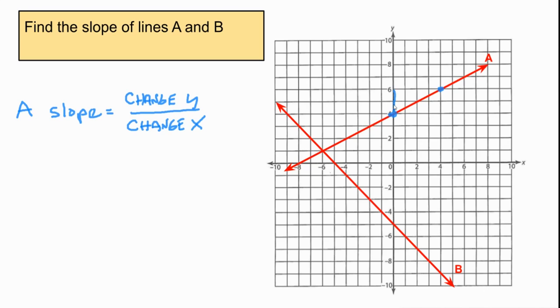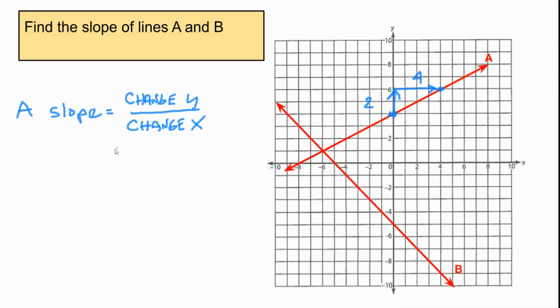So here is our change in y, and it goes up. And then here is the change in x. The change in x will always go over and be positive. The change in y in this case is a positive 2 because we go up 2 units. So let's note that. The change in x goes over 1, 2, 3, 4 units. So we write 4 there.